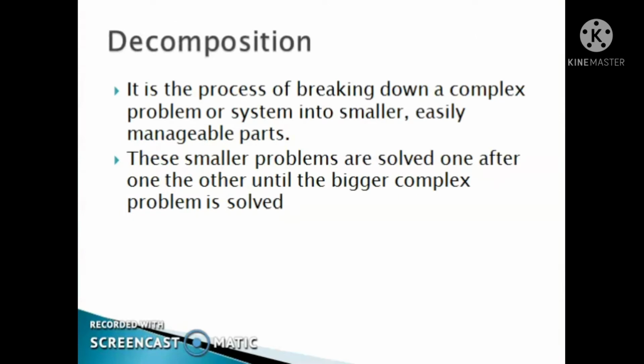Next is decomposition. First we can discuss decomposition. Decomposition is the process of breaking down a complex problem or system into smaller, easily manageable parts. These smaller problems are solved one after the other until the bigger complex problem is solved. This stage involves breaking down the problem into small components so that they can be tackled easily. The more we can break down a problem, the easier it is to solve.